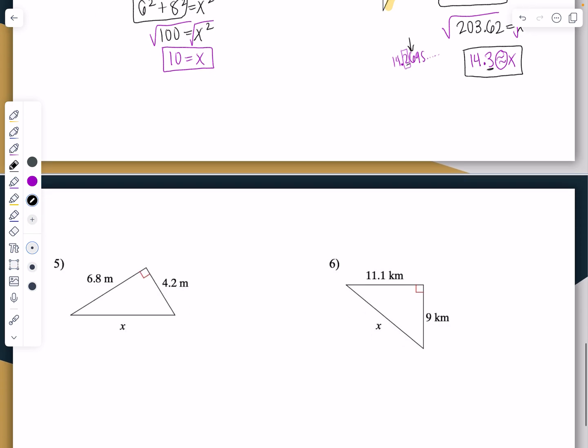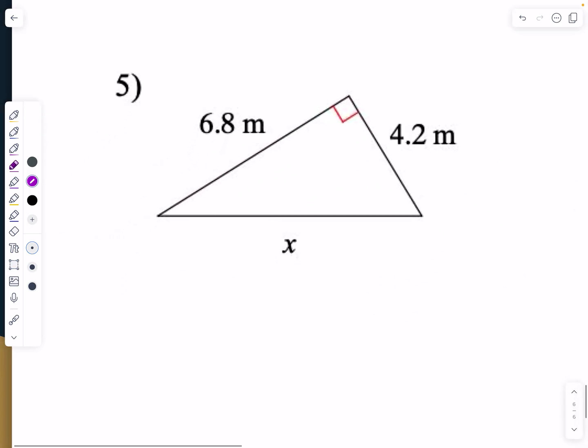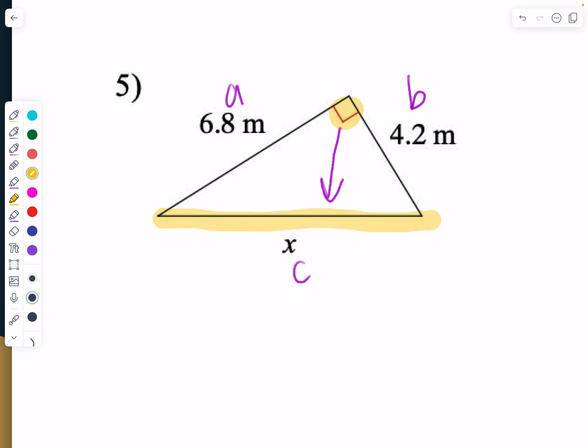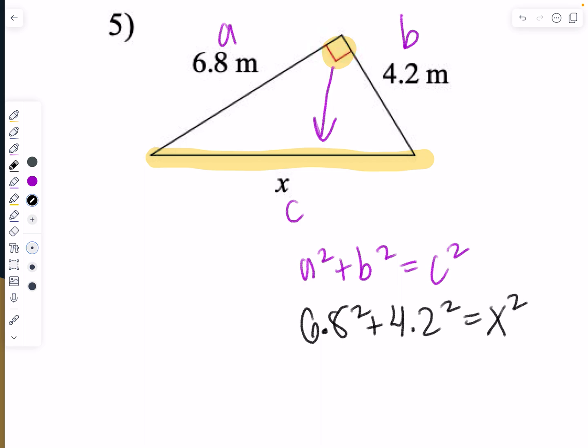Okay. So I have 2 more problems that have decimals in them just to keep giving us practice on these. I label this A, B, and C. Again, I'm still just looking for my hypotenuse. So I'm going to plug that into the Pythagorean theorem, which says that a squared plus b squared is equal to c squared. So that is going to be 6.8 squared plus 4.2 squared equals x squared.